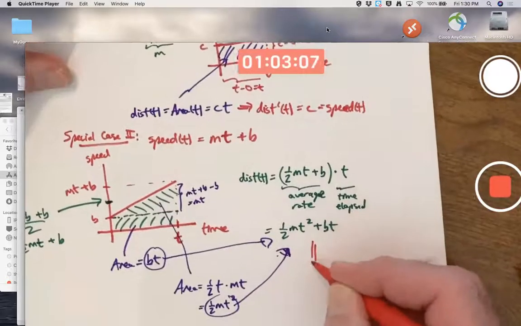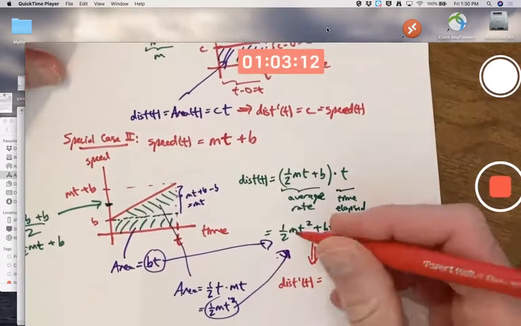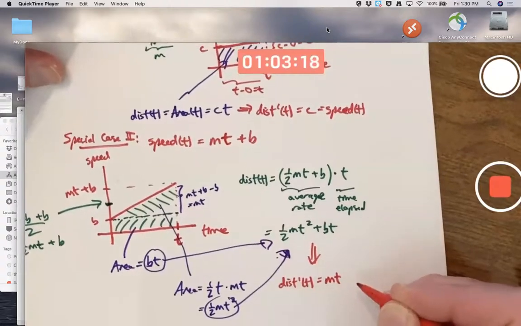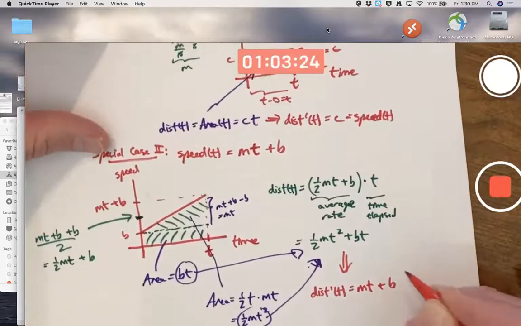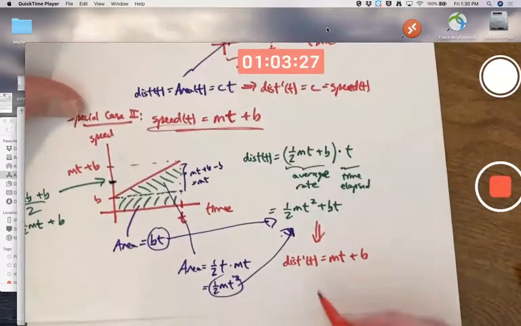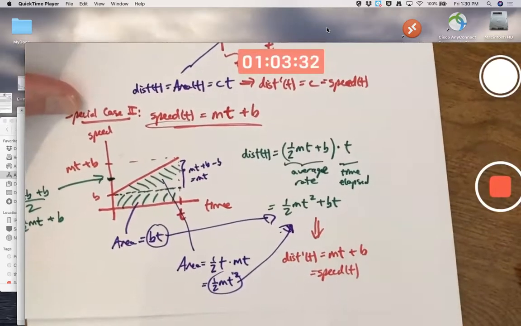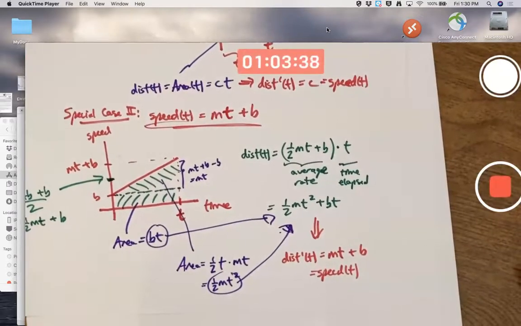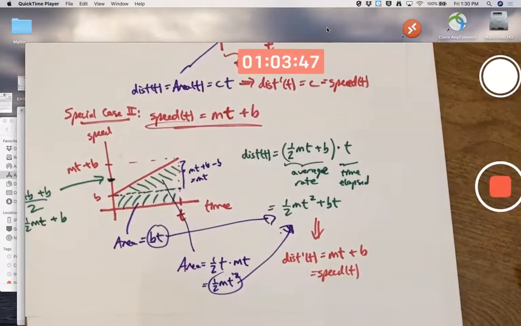If you differentiate this with respect to t, find the derivative, bring the 2 down in front. 2 times 1/2 is 1. Subtract 1 from the exponent. The derivative of bt is b. Hey, that's the same as the speed function. mt plus b, that's the speed. That's no accident. The area gives you the distance traveled, and also the derivative of the distance traveled is the speed. These are absolutely fundamental connections that generalize to every other situation related to this.